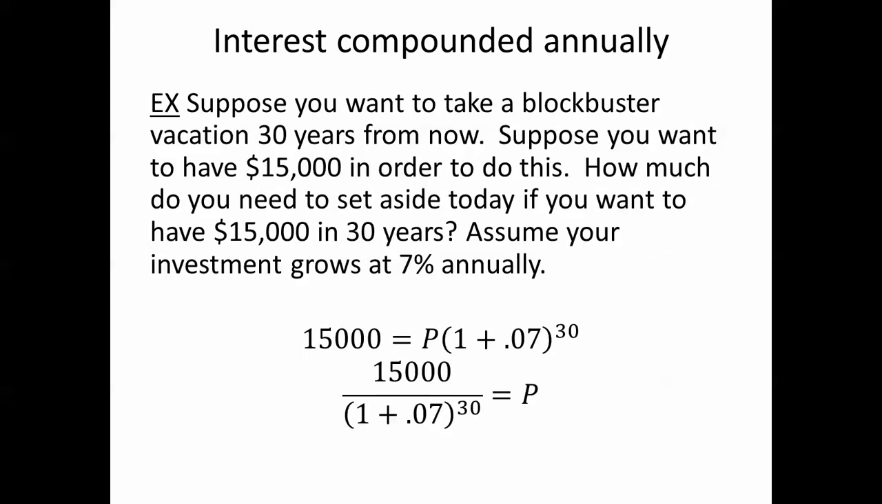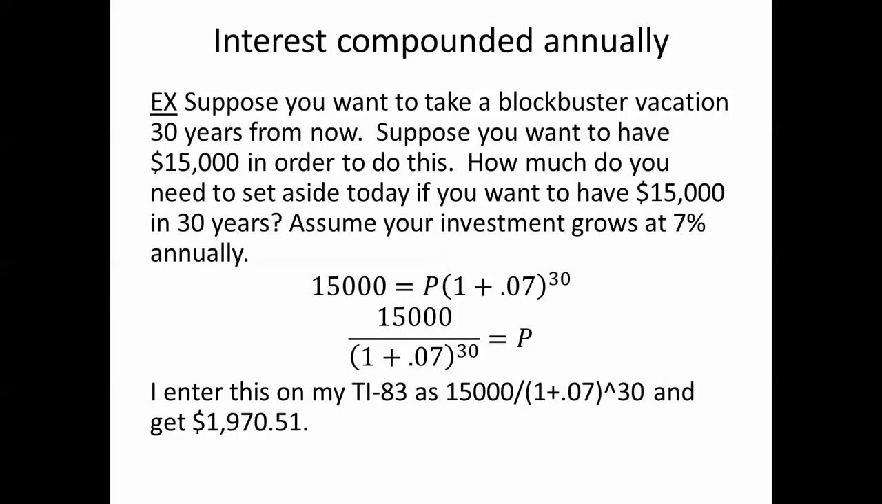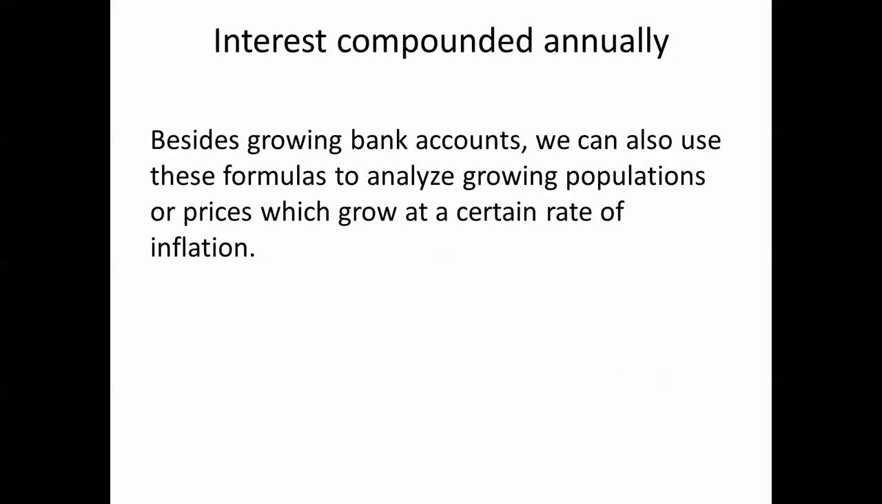Divide both sides by (1 plus 0.07) to the 30th to get P equals 15,000 divided by (1 plus 0.07) to the 30th. Now, if you enter that in your calculator, you get $1,970.51.